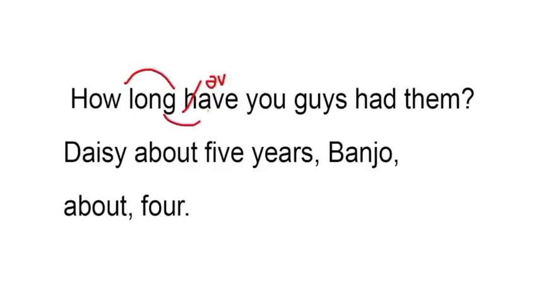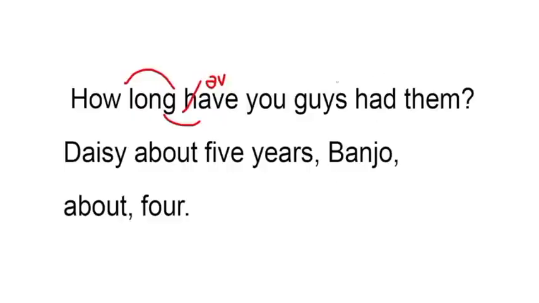Long of you. How long have you guys had them? Had also has a little bit of stress. Had them. Them is another word that often reduces by dropping the TH. I did not do that here. How long have you guys had them? Even though I didn't do it, it's still not stressed. It's lower in pitch. The intonation doesn't have the up-down shape of stress, that curve in the voice. How long have you guys had them? Them. You guys had them.